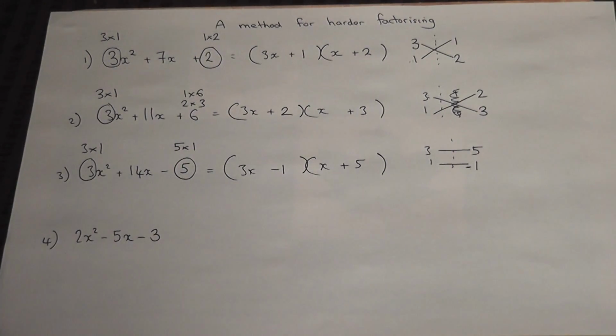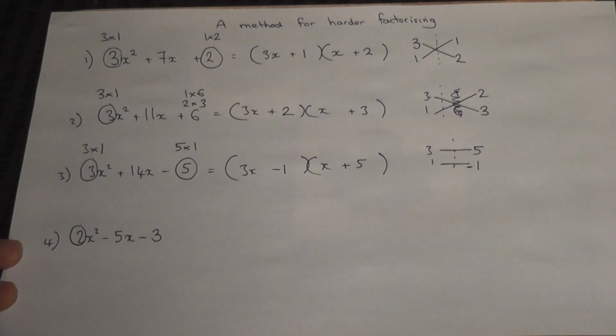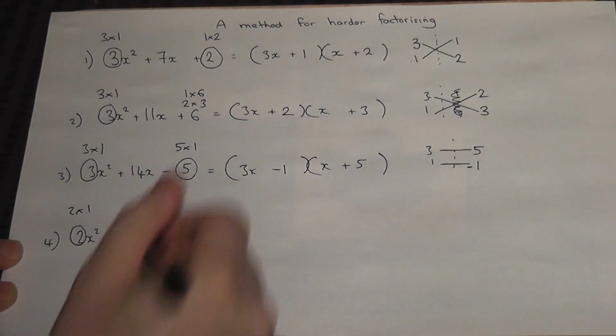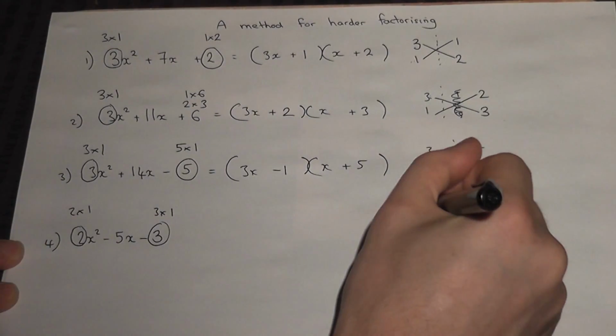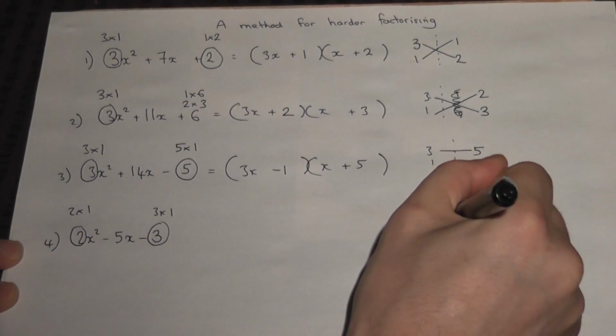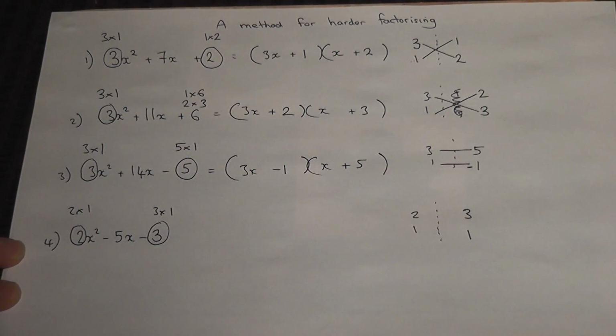So for the fourth one, we've now got a 2 here rather than a 3. So that's 2 times 1. I've got a 3, which is 3 times 1. So I'll put the 2 and the 1 down here, and the 3 and the 1 down like so. And I must get a 5x, but a negative 5.